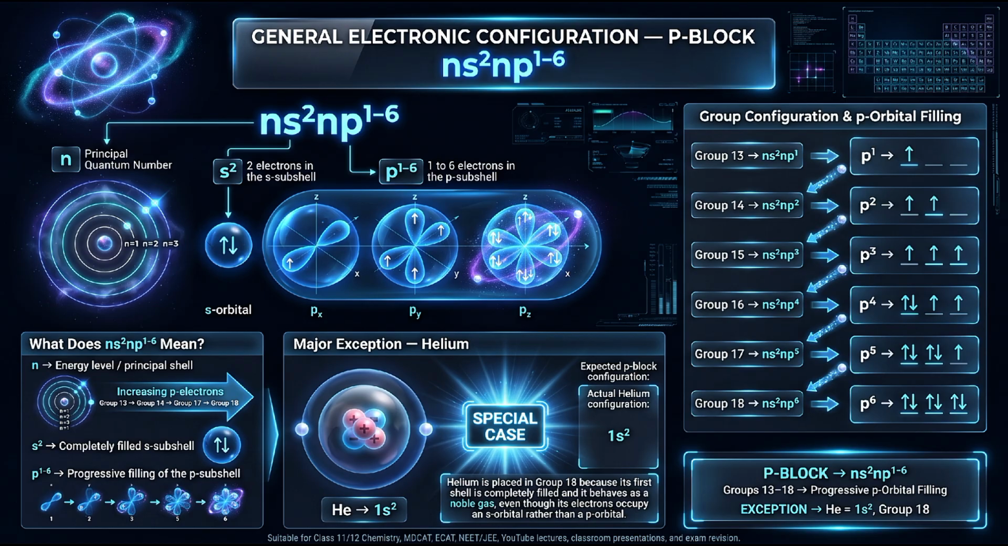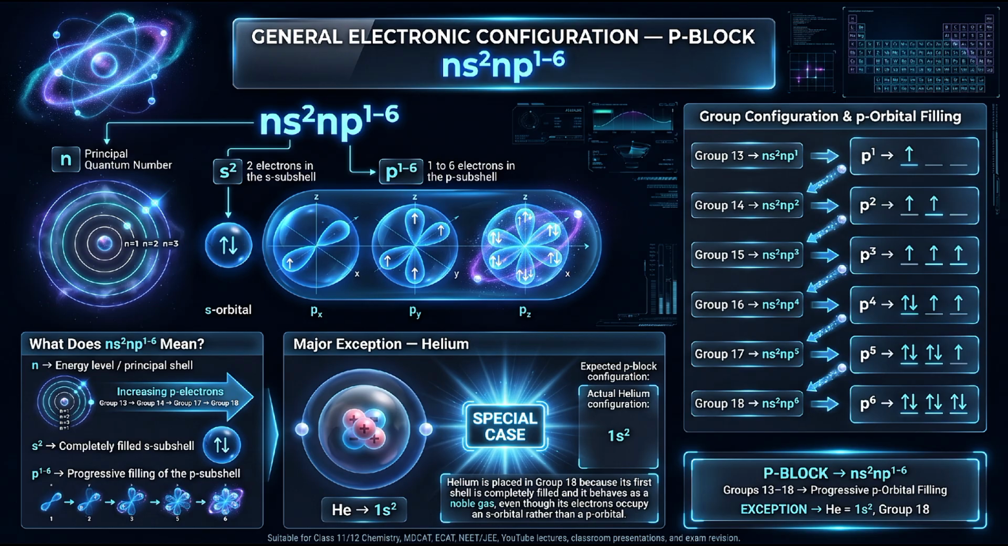In the simplest possible way, think of the p-block as a 6-step electron filling sequence. The s-subshell is already filled with 2 electrons, and then the p-subshell begins receiving electrons. The first step is p¹, corresponding to group 13. The second is p², corresponding to group 14. The third is p³, corresponding to group 15. The fourth is p⁴, corresponding to group 16. The fifth is p⁵, corresponding to group 17. The sixth and final step is p⁶, corresponding to group 18.